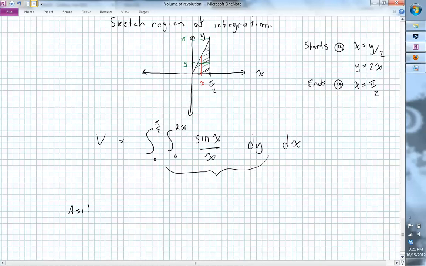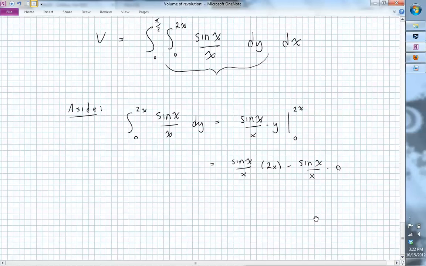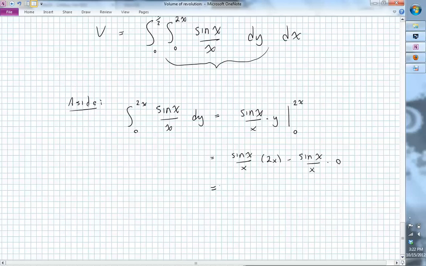So let's go over here aside. Oops, not pi, x. All right. And yeah, all I do is throw in a y. No work at all. And what's really nice is when I plug in these limits of integration, the 2x actually gets rid of the problem that I was having. And the inner integral is just 2 sine x.